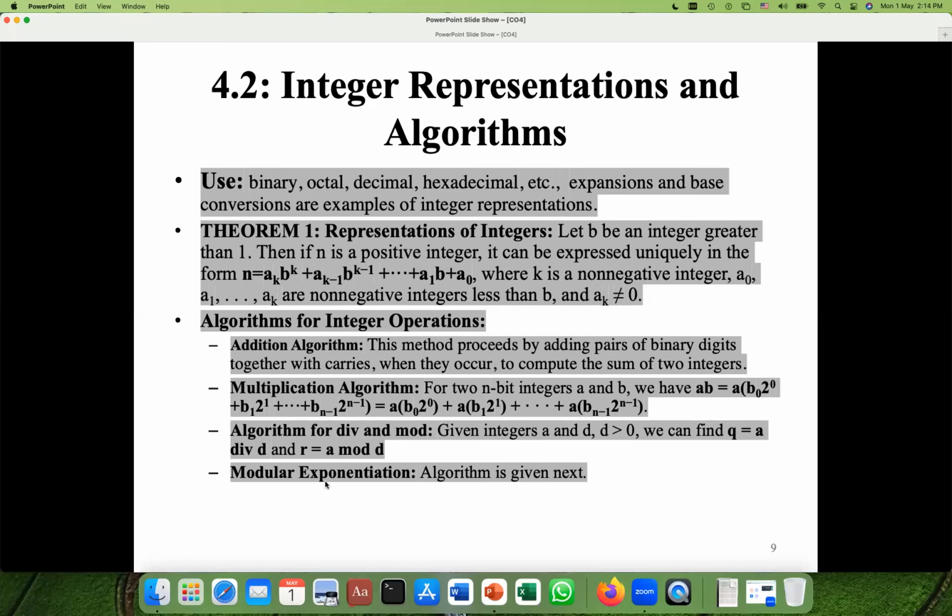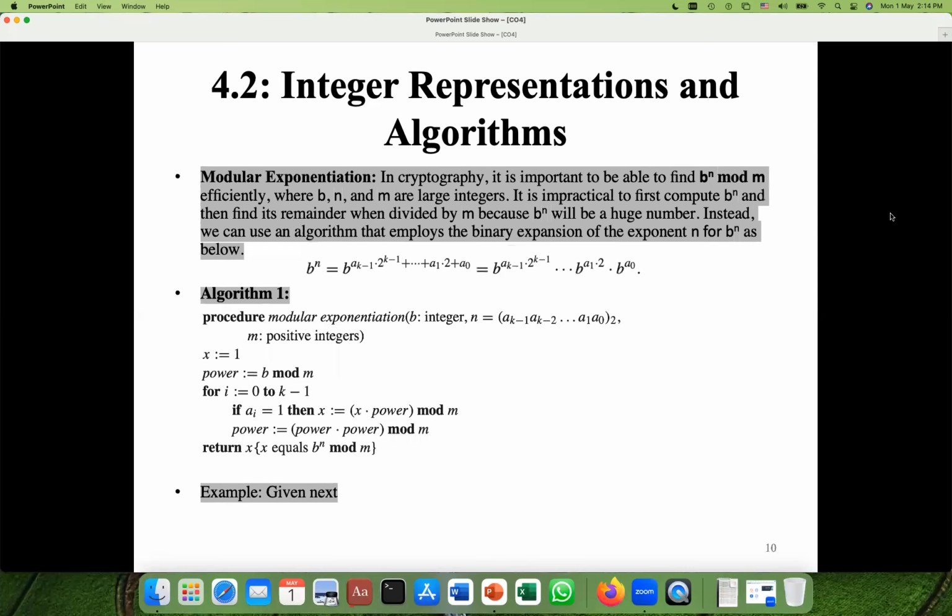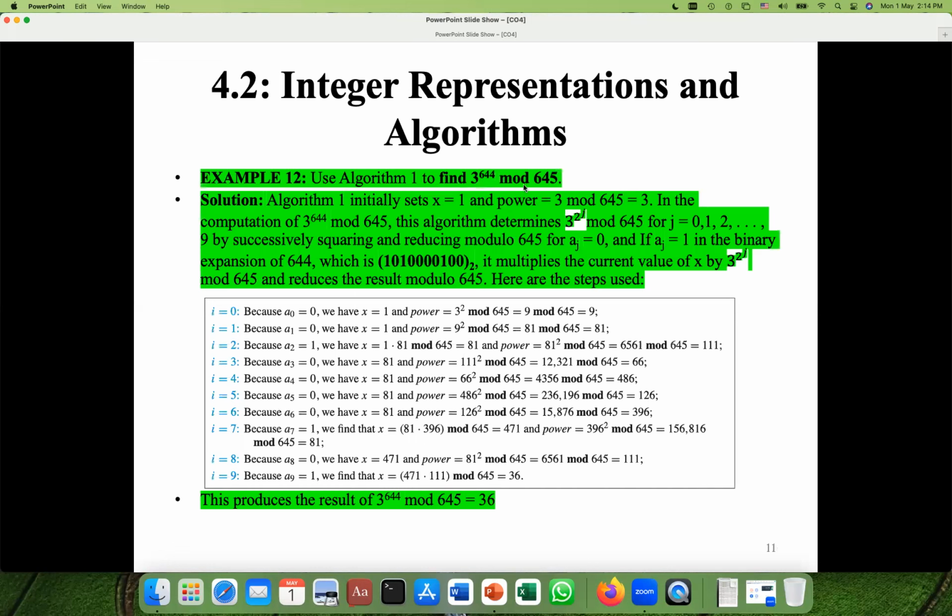And then we have modular exponentiation. That is something different; it is the first time you are seeing it. So b raised to the power n mod m: how can we find the solution for that? This is the algorithm I explained in that lecture, and in the example we apply that algorithm and calculate the final result, 36. You can see these things in that lecture.